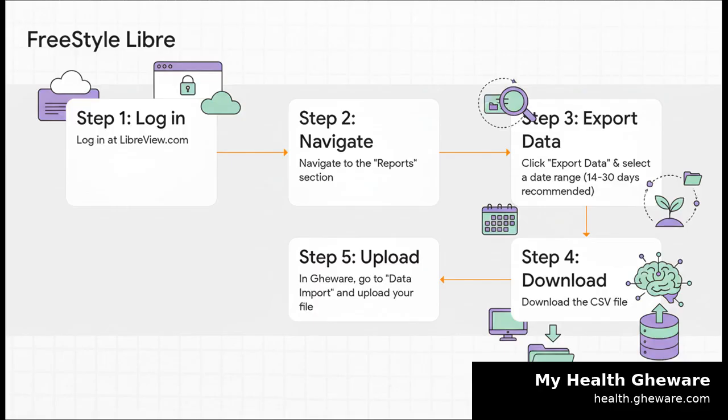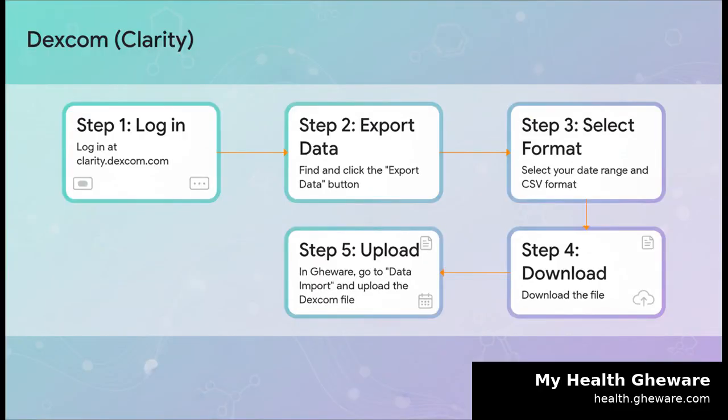That's it. Now, what if you're a Dexcom user? Well, good news, your process is pretty much identical. You'll log into clarity.dexcom.com, find that Export Data button, pick your date range, again, that 2 to 4 week sweet spot is perfect, and download the file. Then, you guessed it, head back to Gheware, go to Data Import, and upload that Dexcom file. It'll be processed in like 15 seconds. It is seriously that easy.